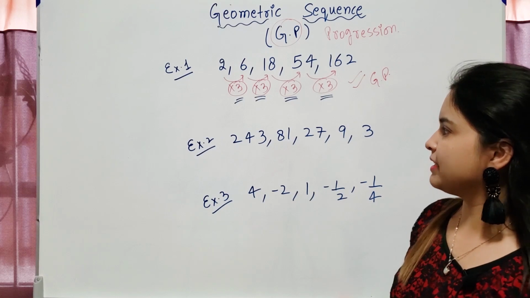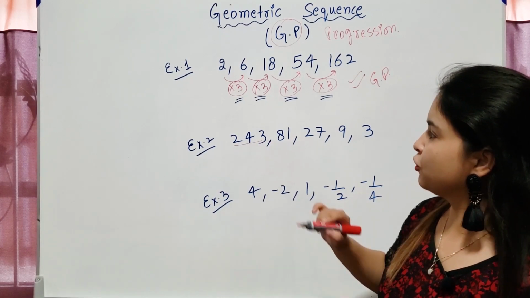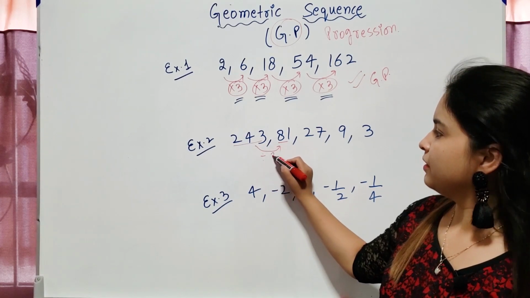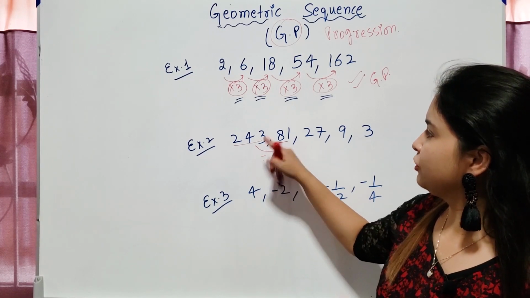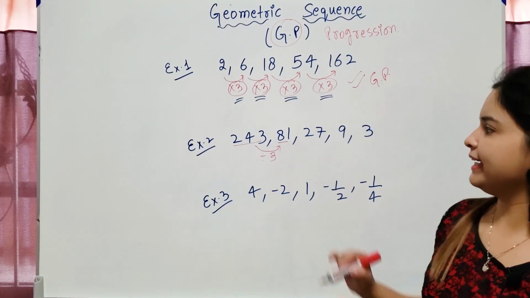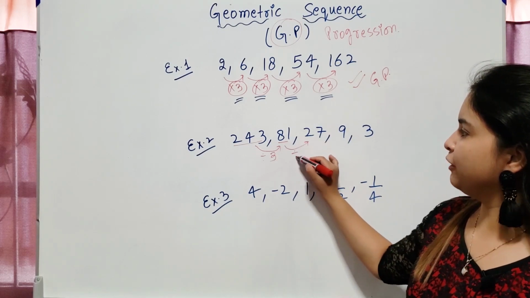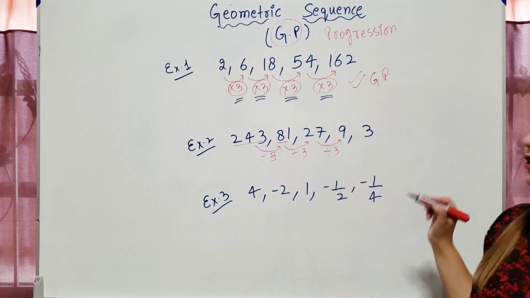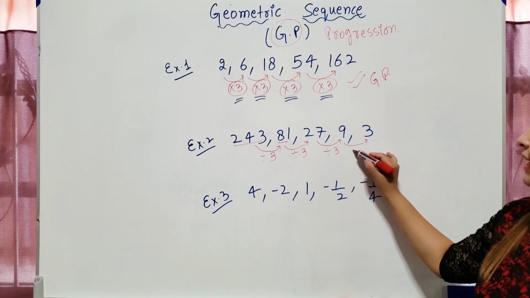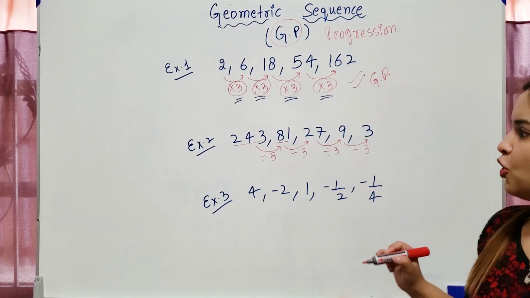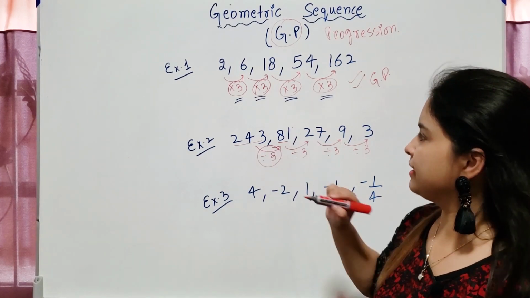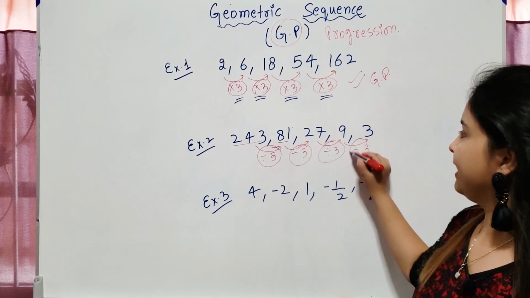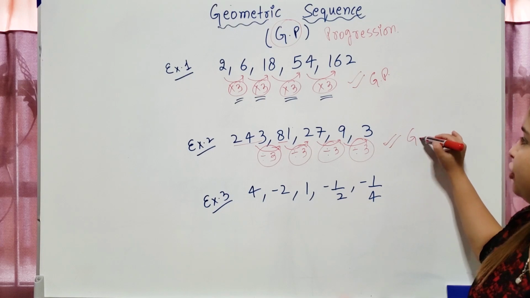Now look at the next sequence. First number is 243, second is 81. Again, if you observe, you divide 243 by 3, you will get 81. If you divide 81 by 3, you will get 27. If you observe 27 by 3, you will get 9. Similarly, if you divide 9 by 3, you will get 3. So again, to obtain the next term, you are dividing the previous term by 3 in every case. That means this is also a GP.